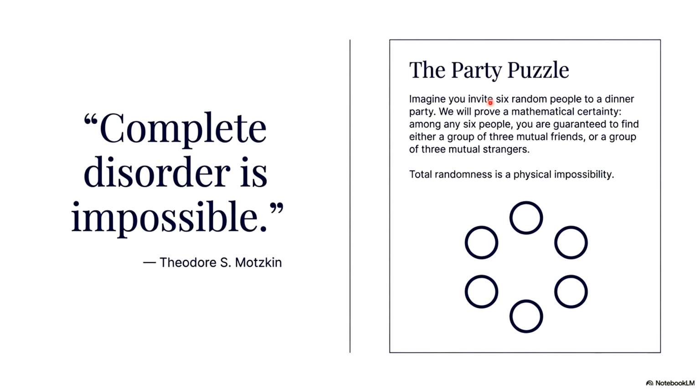This is called the party puzzle. Imagine you invite 6 random people to a dinner party. What we're going to prove later in this lesson is that for sure among any 6 people you're guaranteed to find either a group of 3 mutual friends or a group of 3 mutual strangers. So this is kind of an inkling of the fact that if you take a graph of relatively modest size, you can be guaranteed of certain structures existing in the graph, and this is one example of it.